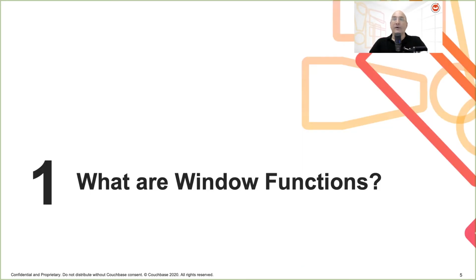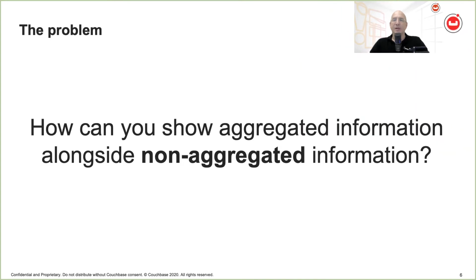So what are window functions? Window functions were created to solve a very common problem. How can you show aggregated information alongside non-aggregated information? When you use aggregation, you need to use the group by clause, but that will aggregate your entire result set and you will not be able to show the original data set. So a common trick is to use another query that calculates the aggregation and then join it with the document set that you have. Let's see an example.